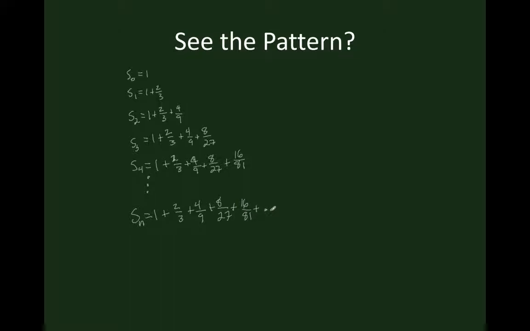I'm going to put an ellipsis in here, which means this pattern continues. And then I have to think about, well, what would this term of this sum look like? This was the 0 term. This was the first term. That's 2/3 to the first power. That's 2/3 to the second power. That's 2/3 to the third power. 2/3 to the fourth power. This would be 2/3 to the nth power.